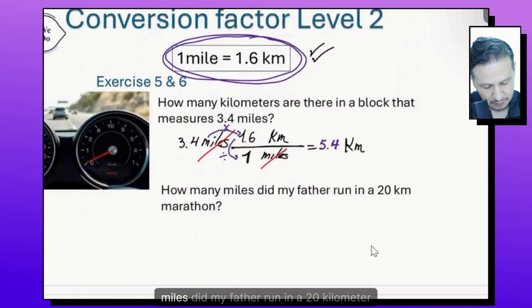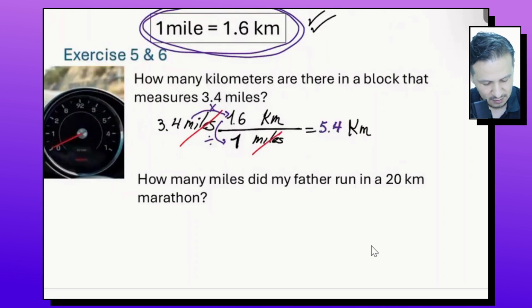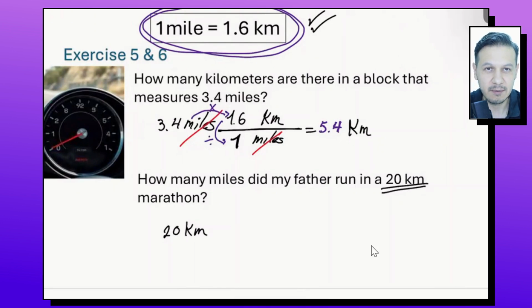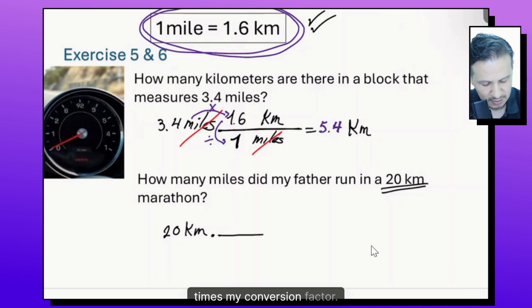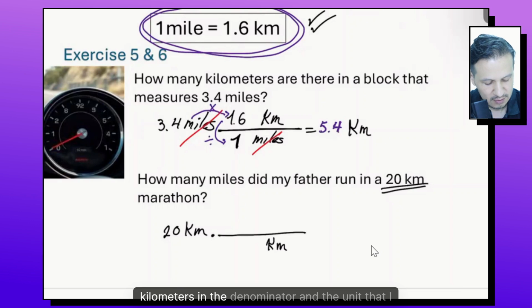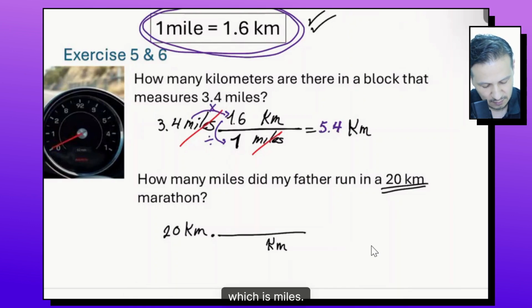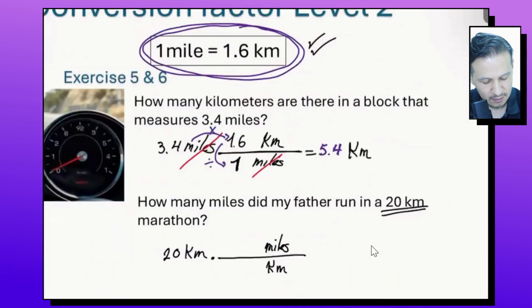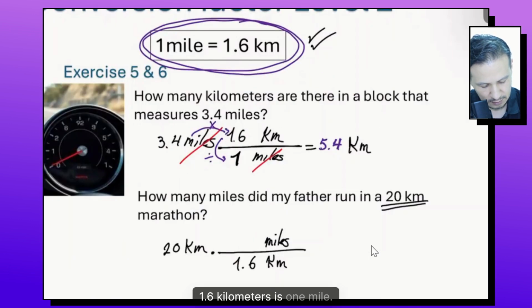How many miles did my father run in a 20-kilometer marathon? 20 kilometers, number and unit, is the first part given in the exercise. Then I multiply times my conversion factor, with the unit that I want to get rid of, kilometers, in the denominator, and the unit that I am looking for, miles, in the numerator. Then I am using my equivalence, the one that I have here: 1.6 kilometers is 1 mile.